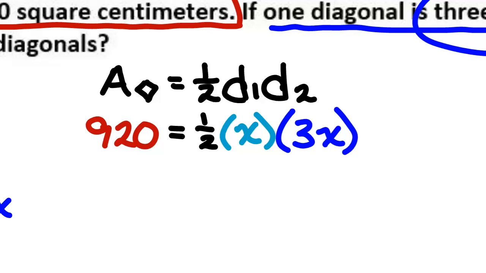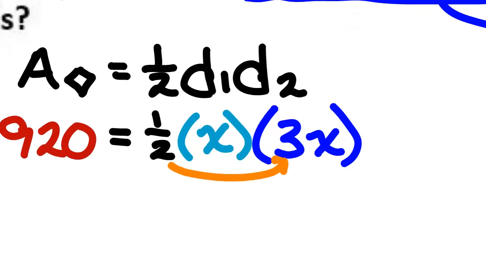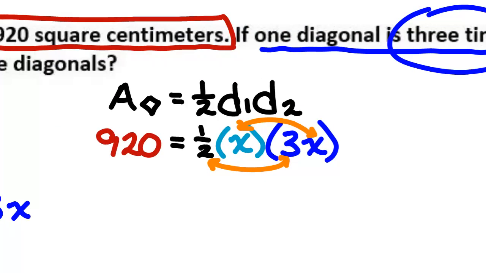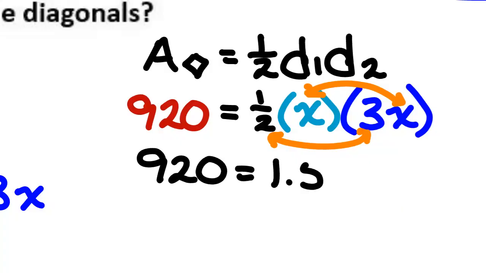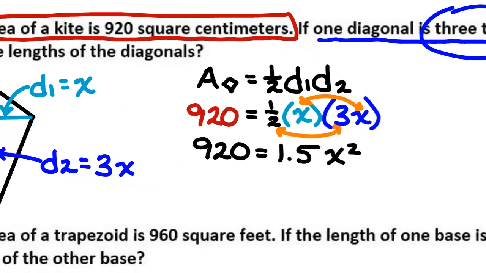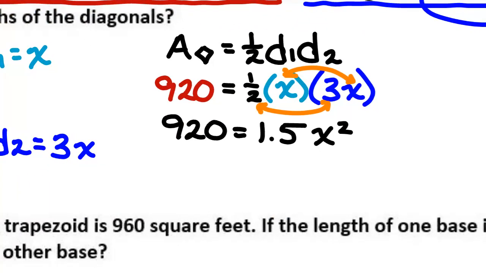And just like before, we're going to multiply the numbers together over here, and we're going to multiply the x's together. What is half of 3? 1.5. And x times x? X squared. All right. Now to get x squared isolated, we're going to divide both sides by 1.5.